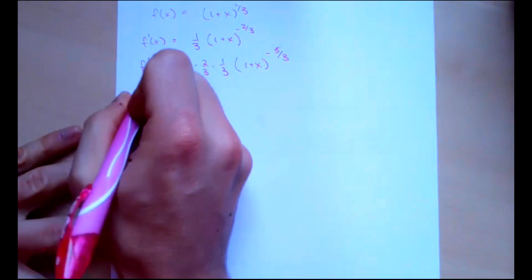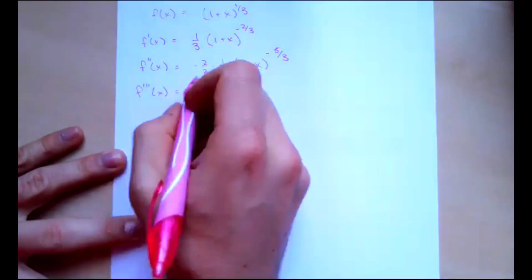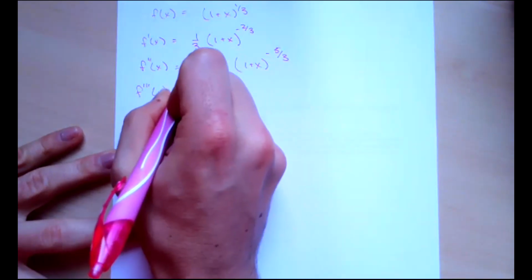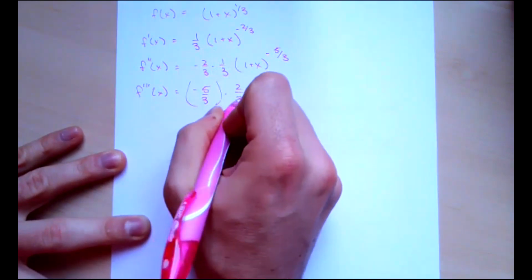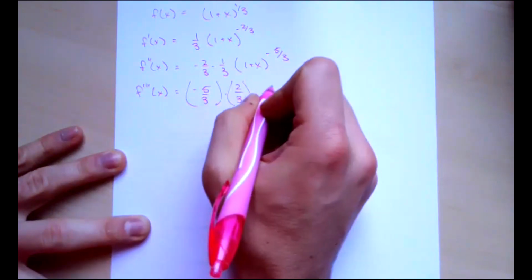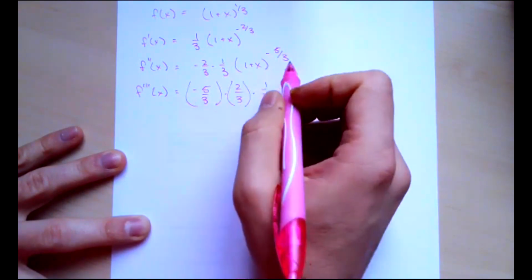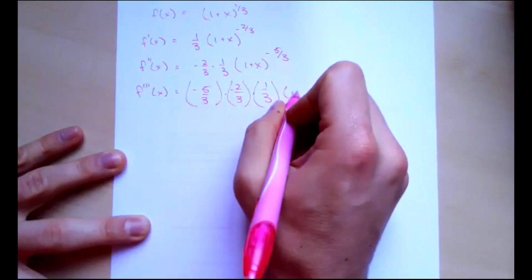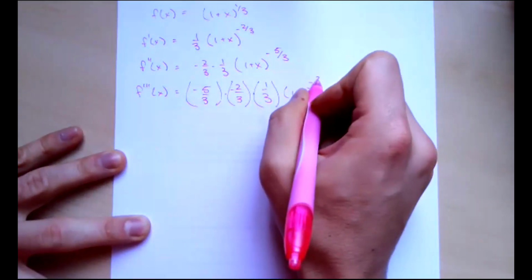And third derivative is minus 5/3 times 2/3 times 1/3. Sorry, negative 2/3 there. Then we have 1 plus x to the minus 8/3.